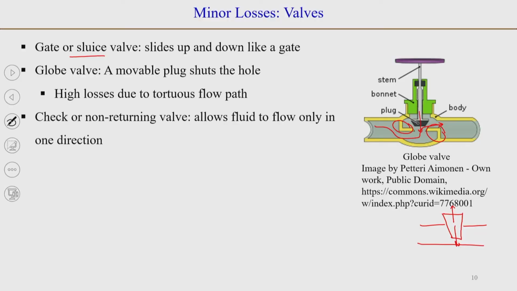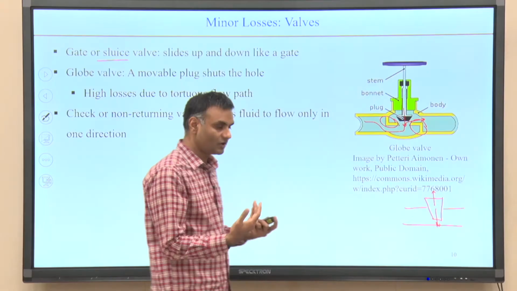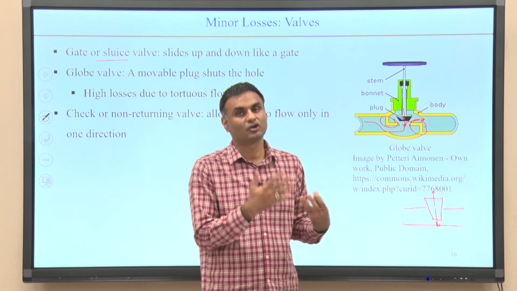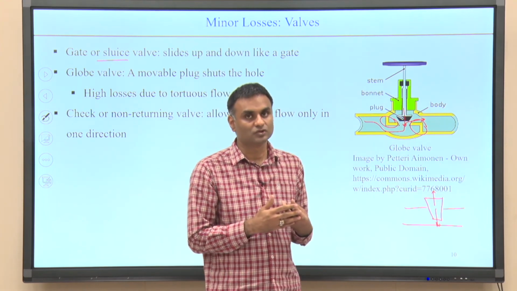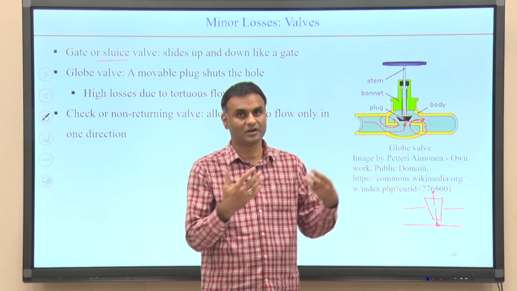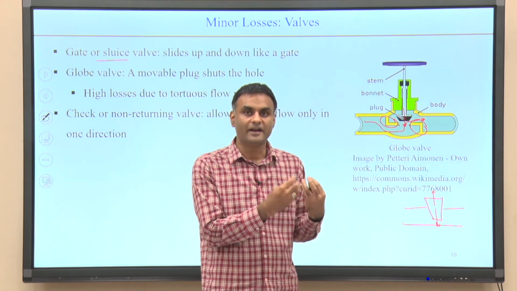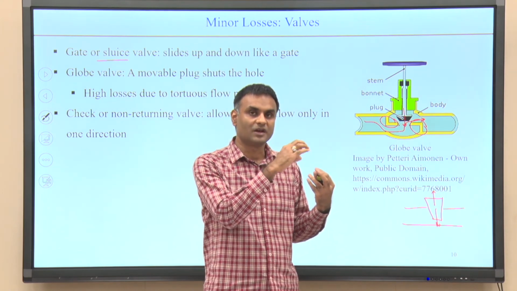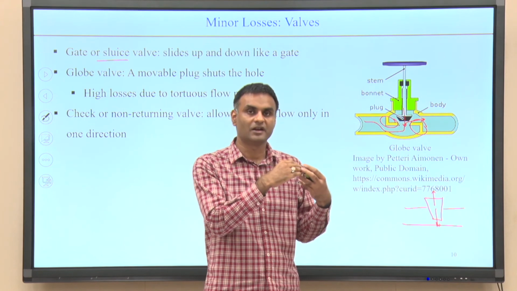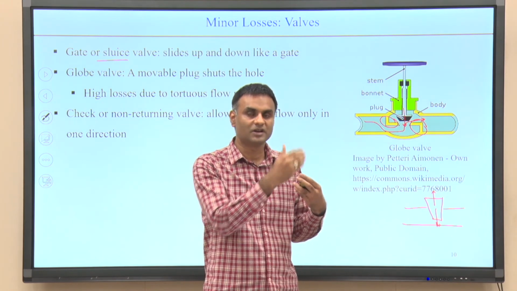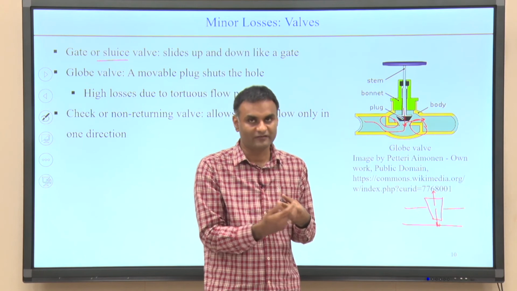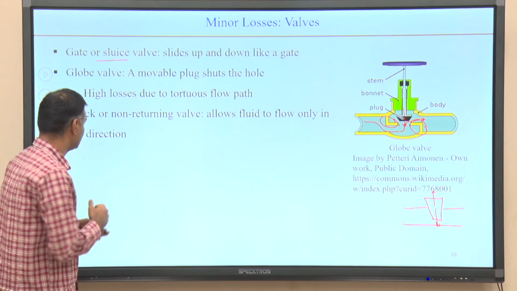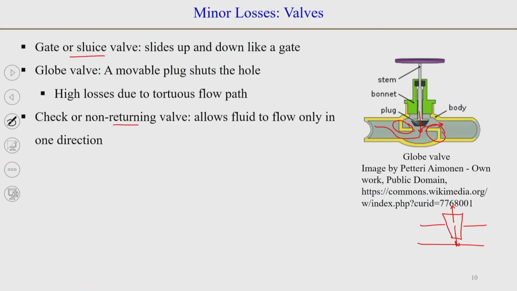Then you have a check or non-returning valve. These valves basically allow the flow to happen only in one direction. So, when we talk about cardiovascular flows, all the valves present there, between the ventricle and atrium, and the valve between the aorta and the ventricle and the pulmonary artery, all of them are one-way valves. So, we quite often use one-way valves in pipelines, and they are also called non-returning valves.